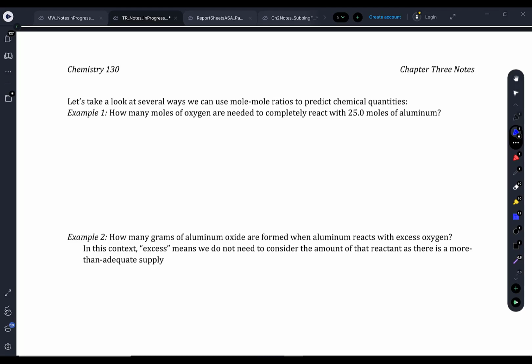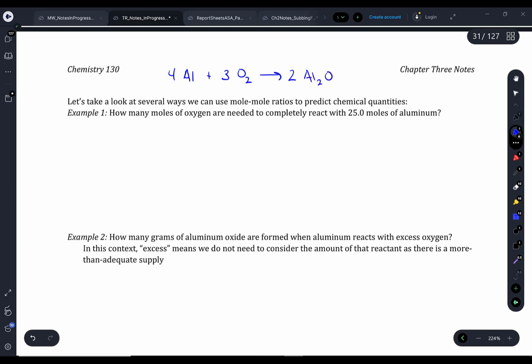So using that equation, and I'm going to rewrite it again here: 4 moles of aluminum plus 3 moles of oxygen gives you 2 moles of aluminum oxide. Let's go ahead and look at example 1. How many moles of oxygen are needed to react with 25 moles of aluminum? This is unusually easy, but this is a good starting point. If I have 25 moles of aluminum, what ratio do I want?